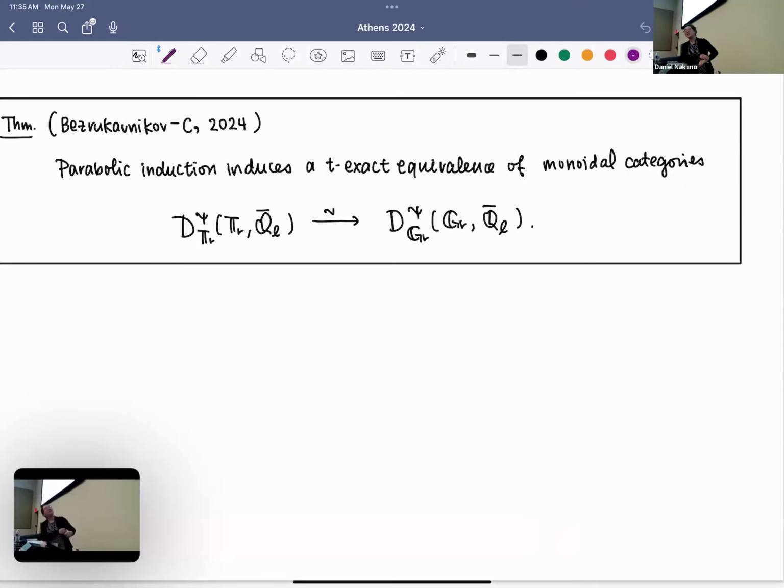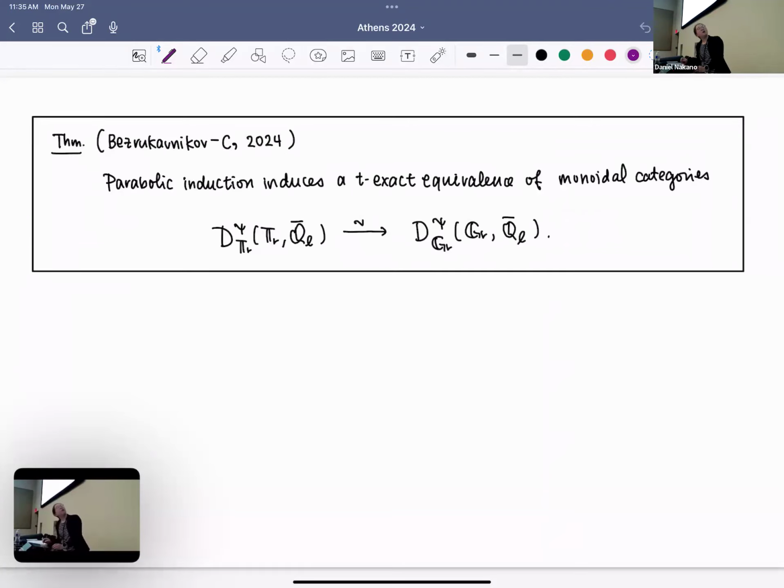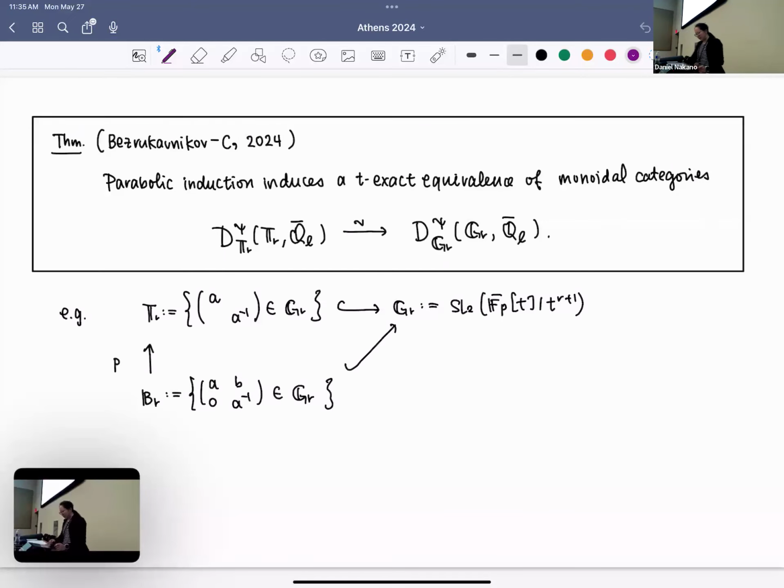So I have these funny T_r's and G_r's that we haven't seen before. Let me give you an example of what this is in the case SL2. For SL2, I can take T_r to simply be the diagonal things inside my G_r, which is this funny SL2. But if you take r equals zero, then that thing is just SL2 over a finite field, or SL2 over F_p bar. So this is basically what we saw in the first talk, maybe.